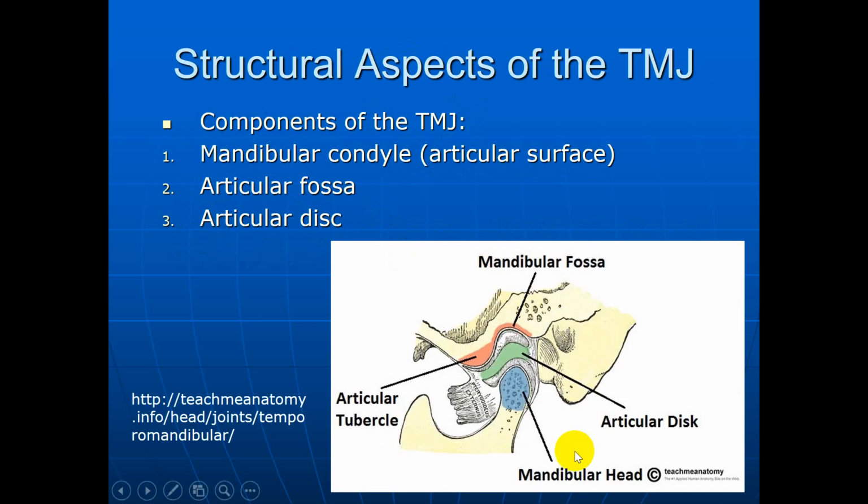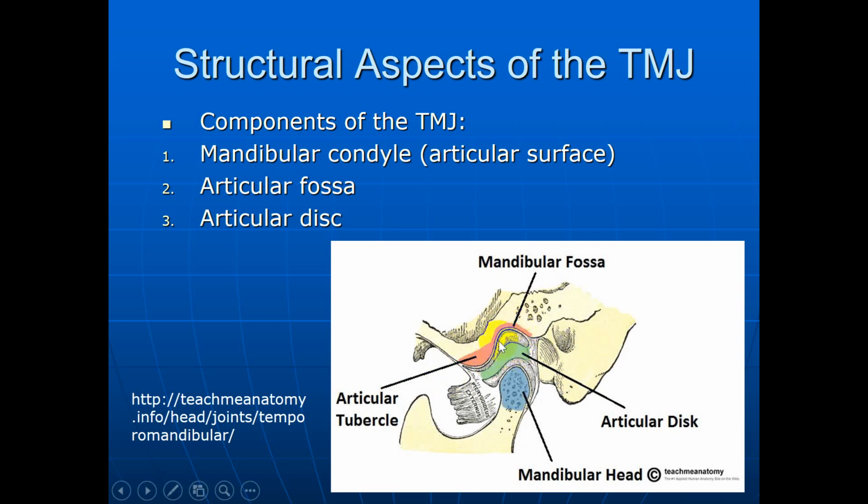Okay, so looking here, we see that this is the mandibular head and this is the glenoid fossa. And here we find the articular tubercle, which is located anterior to the glenoid fossa. This is the mastoid process, and this is the articular tubercle. The articular tubercle will limit the movement of the condylar head anteriorly.